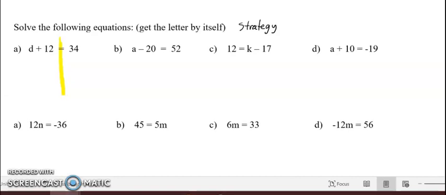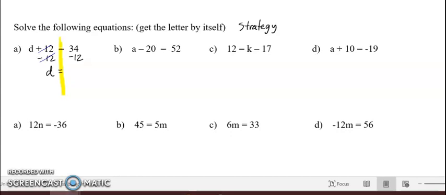This says d plus 12 is equal to 34, and I need to get rid of a plus 12. So you're going to do the opposite operation. The real word is the inverse operation, and I'm going to subtract 12 from both sides. Now, why am I doing this? Well, by subtracting 12 from both sides, those two are going to cancel out, and all you're going to be left with on the left is a d.